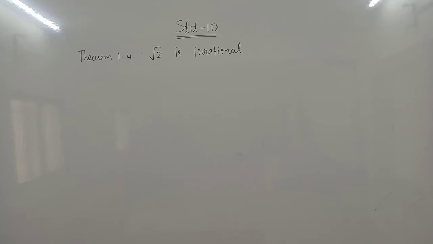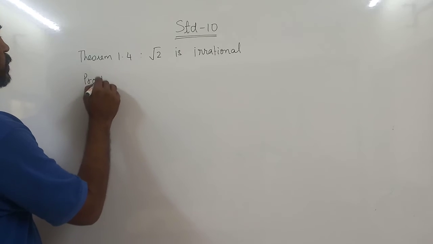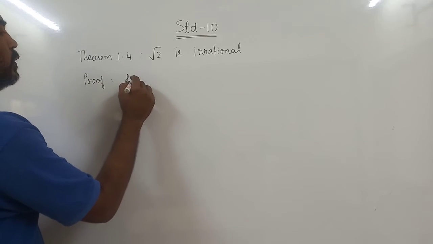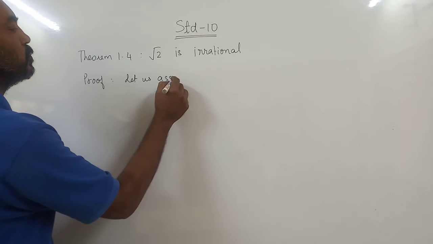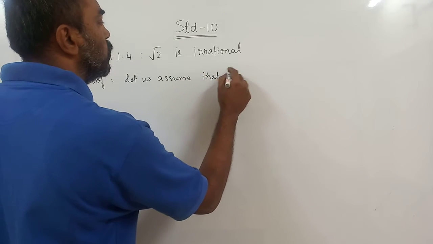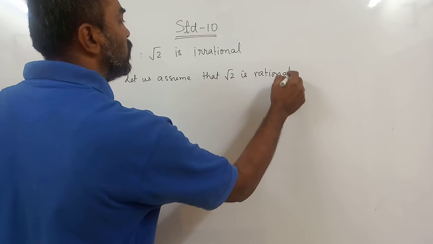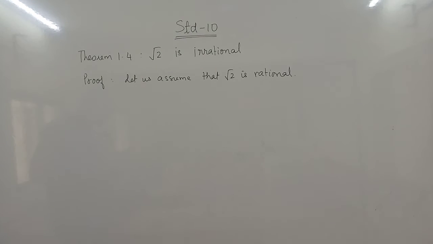So this is the theorem we are going to do. We have to prove root 2 is irrational. So I told you we'll go with the method of contradiction. Yes, what is the method of contradiction? An assumption. So the proof we begin with: in the proof, let us assume that root 2 is rational. This is the first statement I write. Let us assume that root 2 is rational.